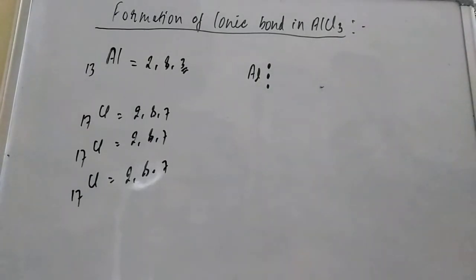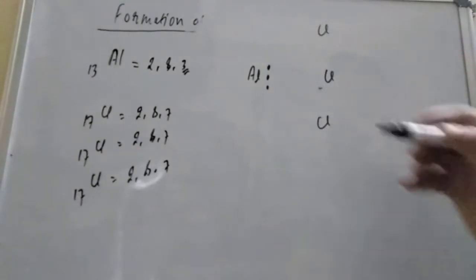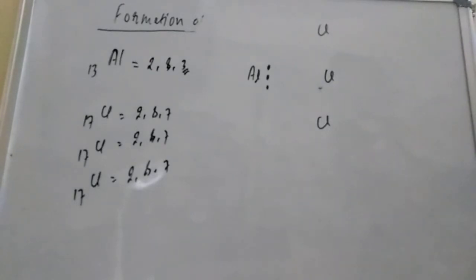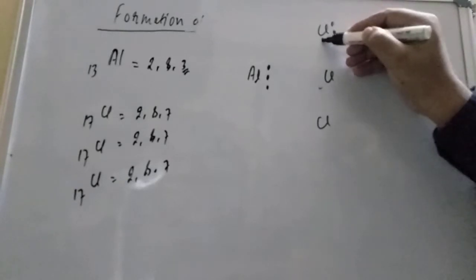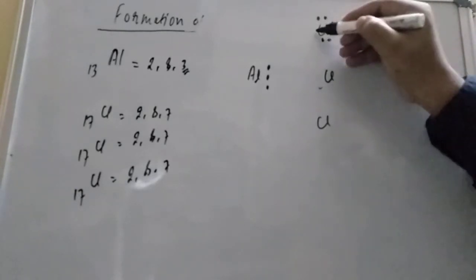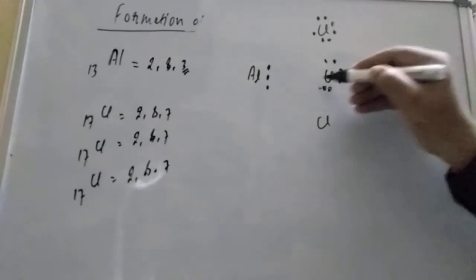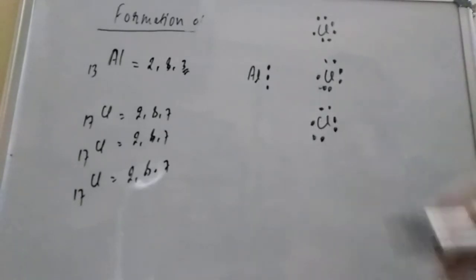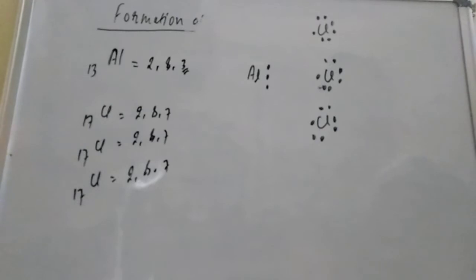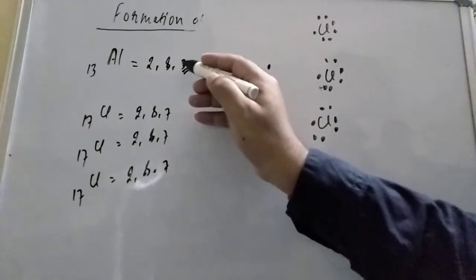So how can we represent the Lewis dot symbol for chlorine? One chlorine is here, another chlorine is here, another chlorine is here. Now try to understand, student, this chlorine has how many valence electrons? 1, 2, 3, 4, 5, 6, 7. This chlorine also has 7 valence electrons, and this chlorine also has 7 valence electrons.